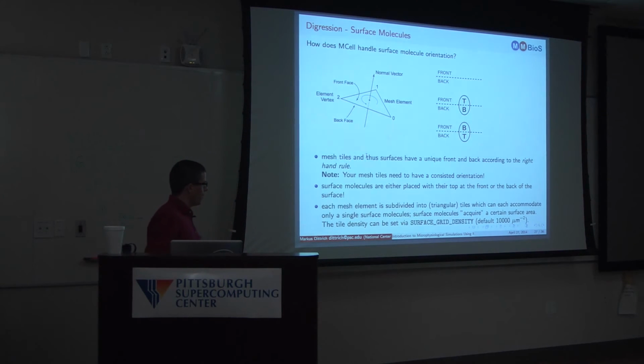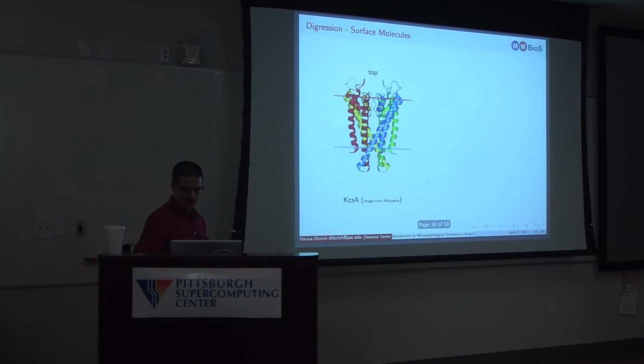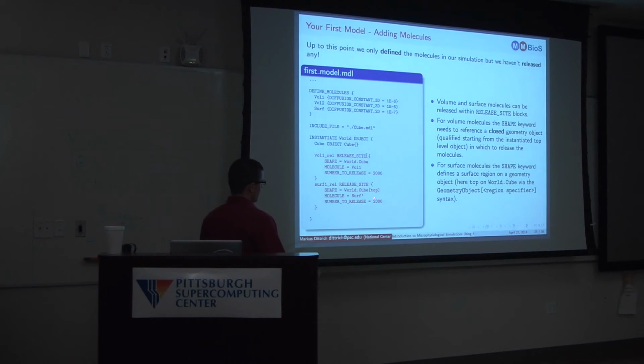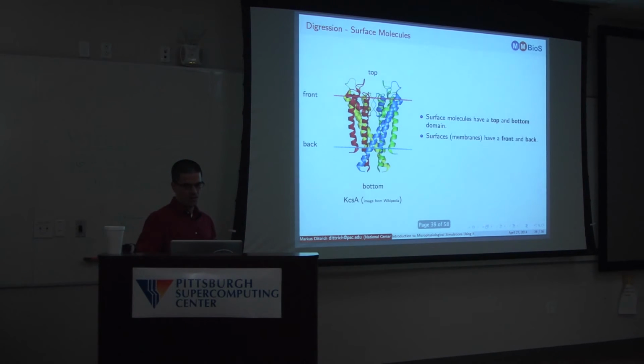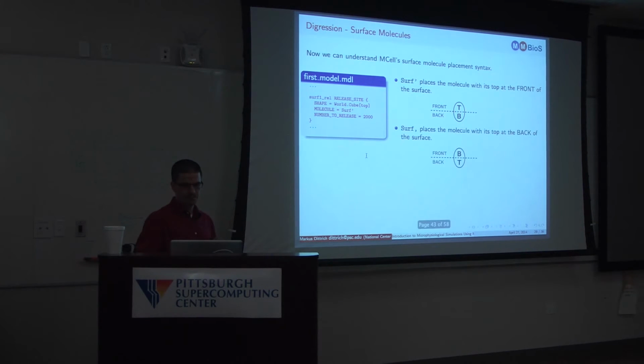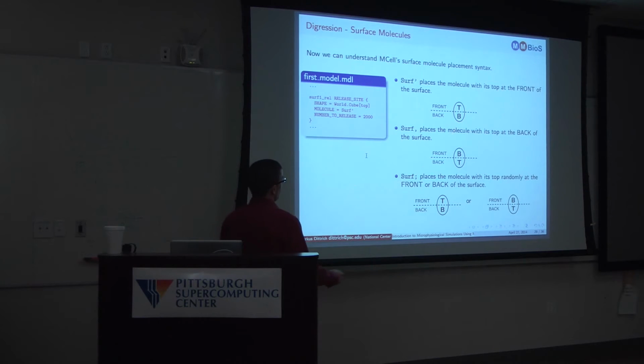And so basically, this is what this syntax here does. This syntax here tells MCell how you want to place the surface molecule into the membrane. So if you give this apostrophe, you tell MCell that you want to place it top front, as we call it. So basically, the top domain of your surface molecule is at the front of the surface of the membrane. If you write it like that, surf comma, then you place the bottom domain at the front.